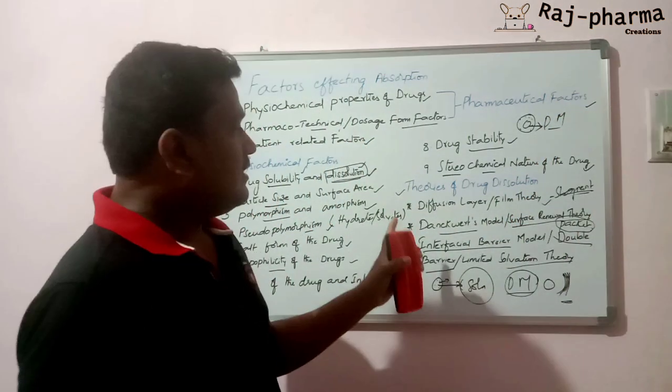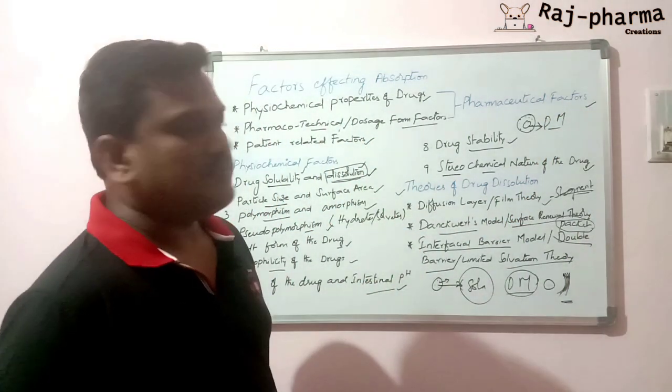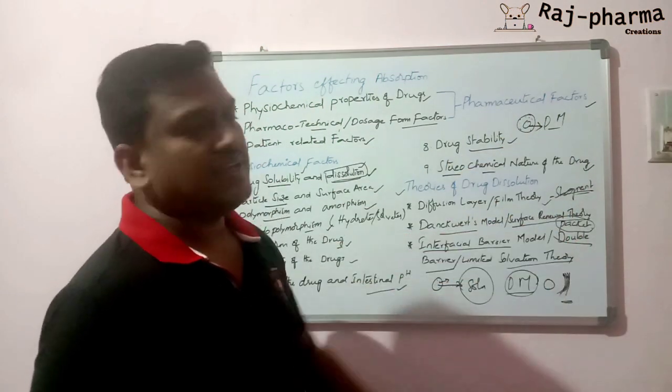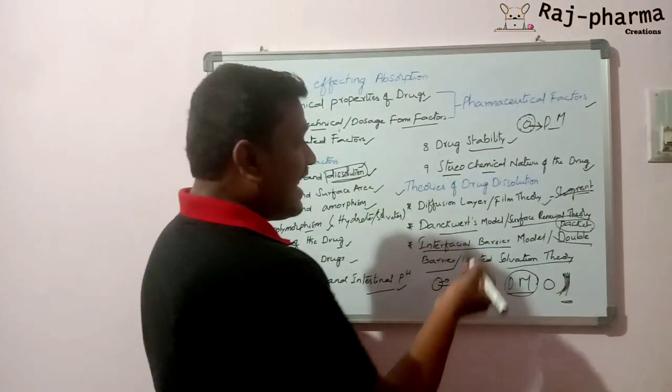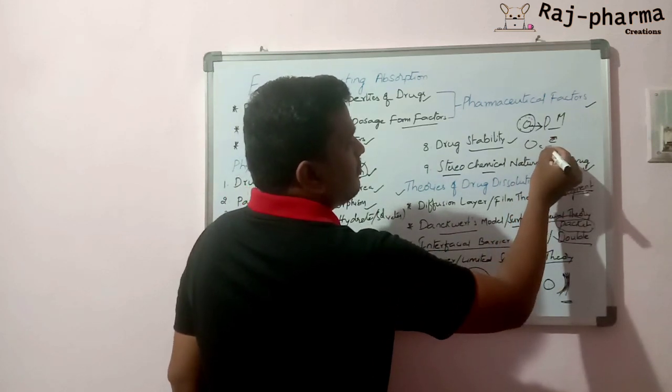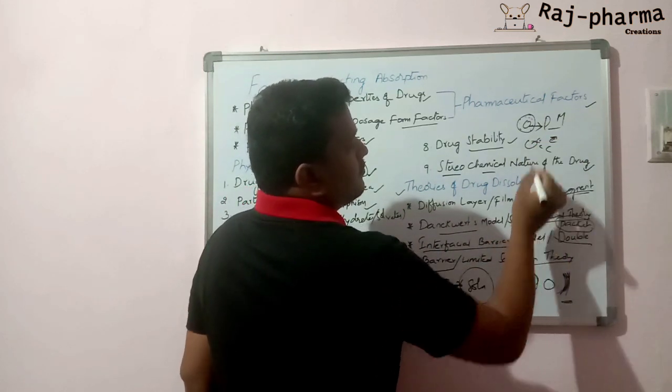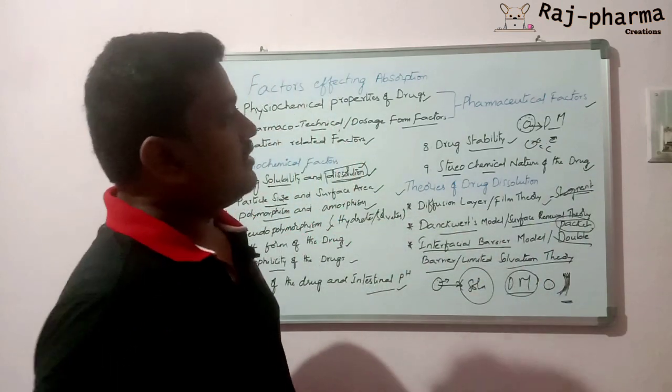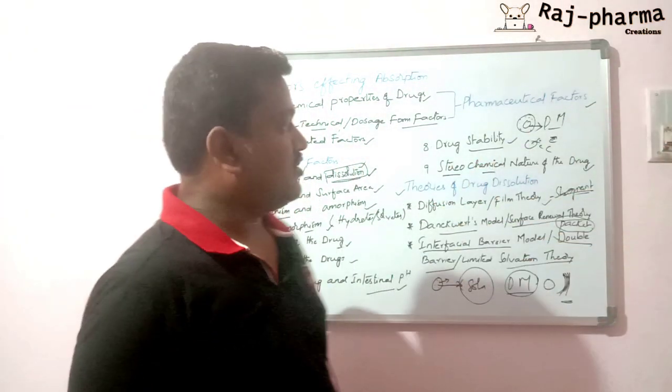That's what it is about the diffusion layer theory. If this stagnant layer is called a film, then we can call it the film theory. In the Danckwerts model, some packets will come and take the drug from the particular dosage form, then go away into the dissolution medium and release it.